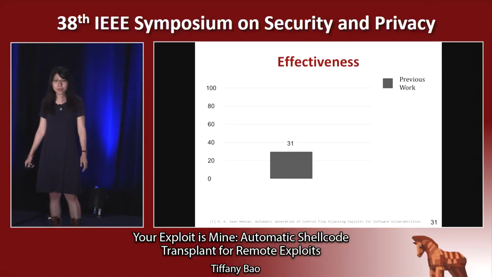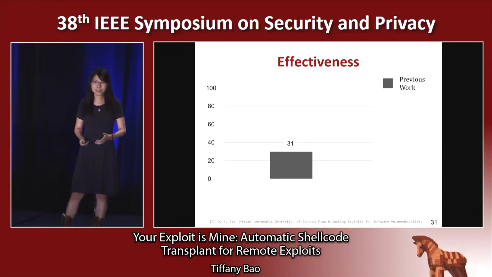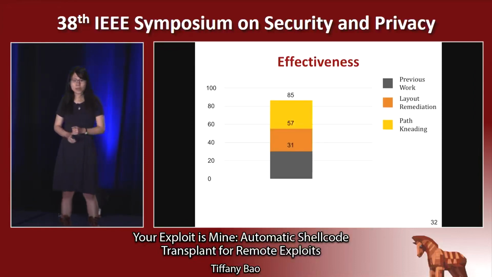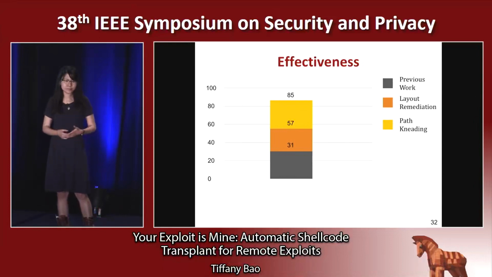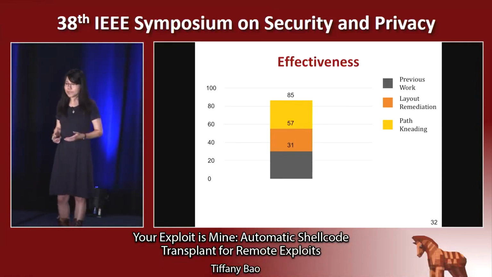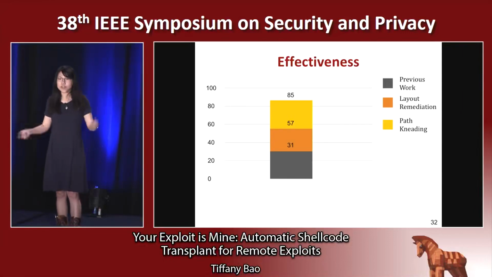We found that while previous work is able to generate 31 exploits, ShellSwap generated 85 exploits, among which 57 exploits are generated by layout remediation, and 28 more exploits are generated by path knitting. Our evaluation showed that ShellSwap can generate 2 times more than previous work did. And both layout remediation and path knitting are necessary.